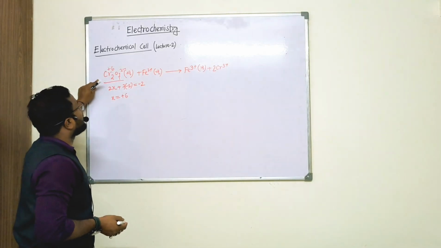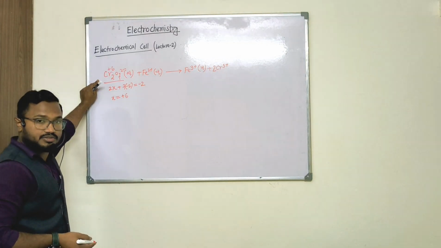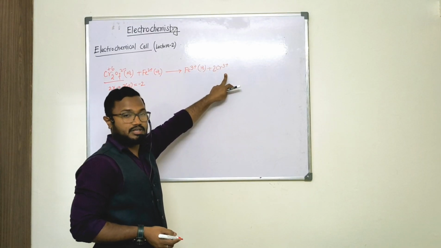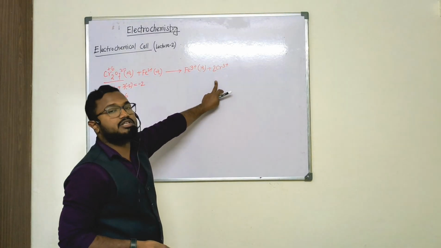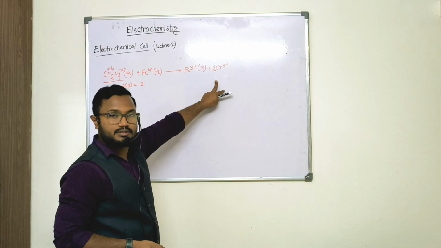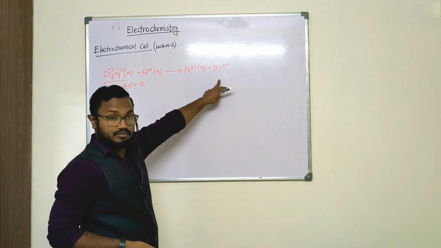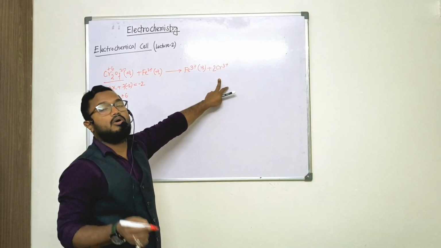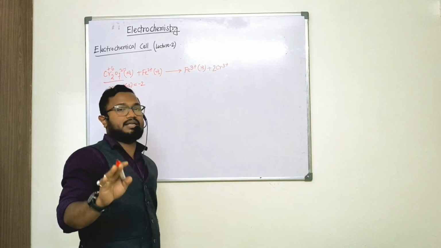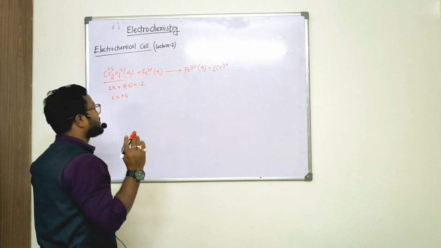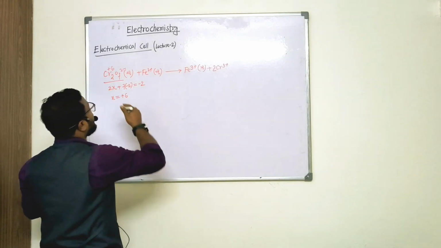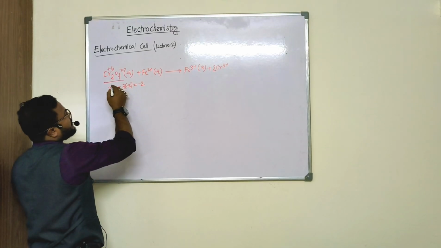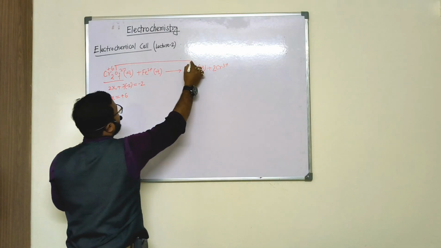Here what happens? Chromium is at the +6 oxidation state, but here chromium is at the +3 oxidation state. So the change in oxidation state in each case is 3, but 2 moles are there. So 3 into 2, the overall change is 6. As a result, the n factor in this case is 6. So whenever we are taking Cr2O7 2-, we have to say that in this case the oxidation state decreased.